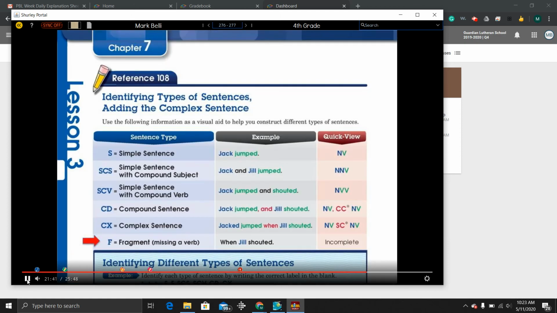The last sentence type is a fragment. In this example, you'll see that the fragment is missing a verb. Fragments are labeled with a capital F. Let's read the fragment together. When Jill shouted. Because we are missing the verb in this example, the quick view is incomplete. Which goes to prove Jack didn't actually jump because Jill shouted, and there's no Jill in our class.